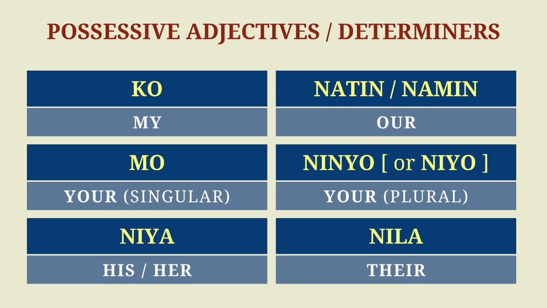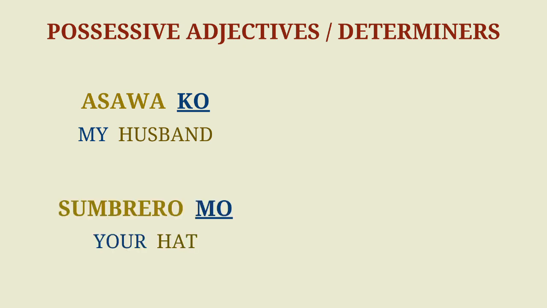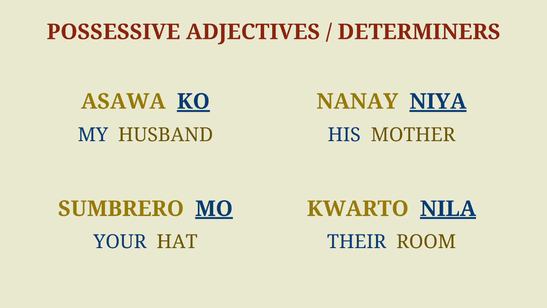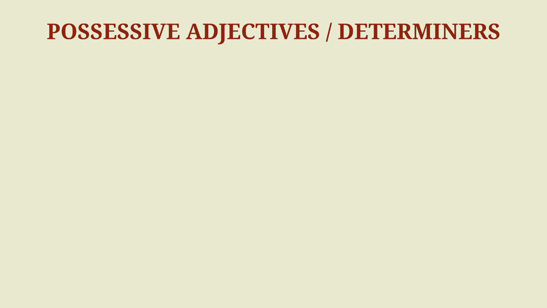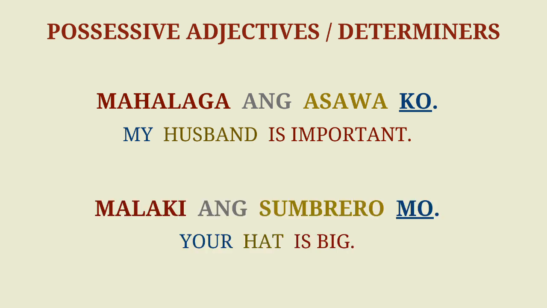So, possessive adjectives or possessive determiners go together with the noun. For example, asawa ko, sombrero mo, nanay niya, kwarto nila. As you can see for us in Tagalog, we place the possessive determiners after the noun. I'll show you a few sentences using these examples. Mahalaga ang asawa ko. Malaki ang sombrero mo.